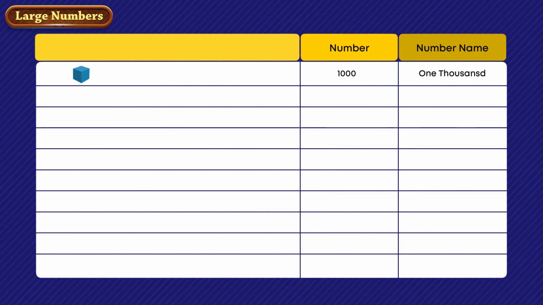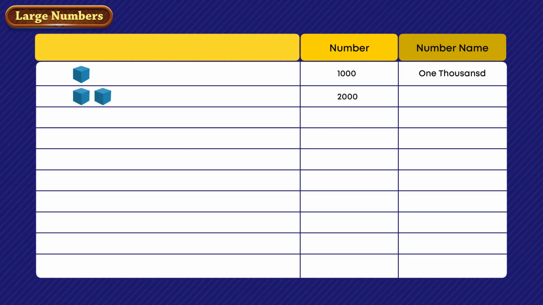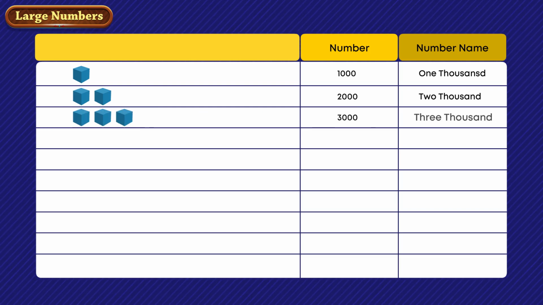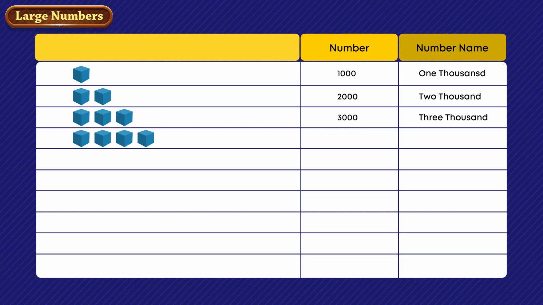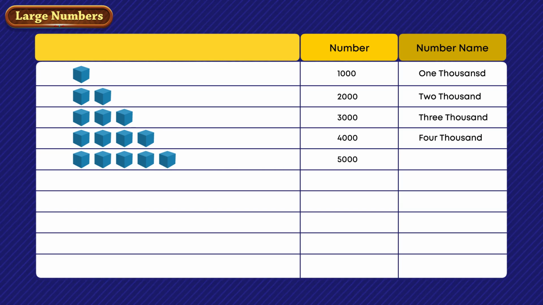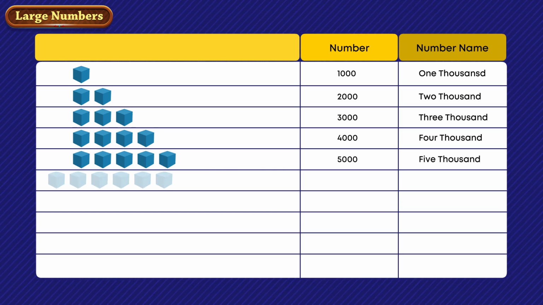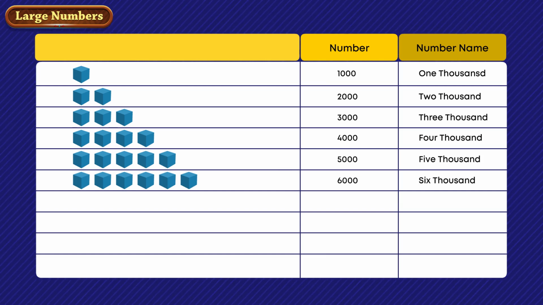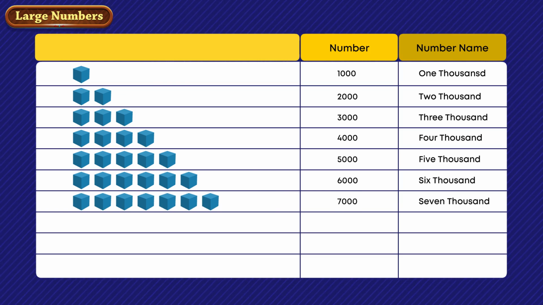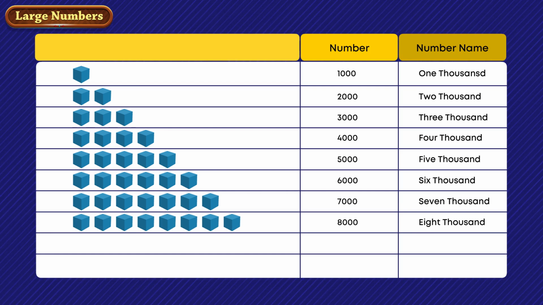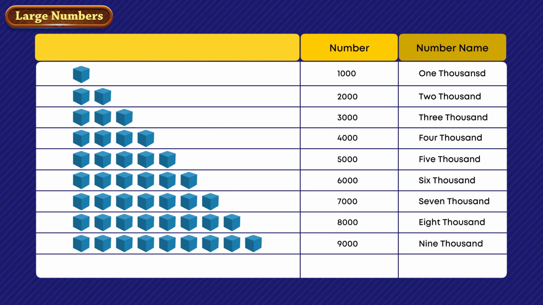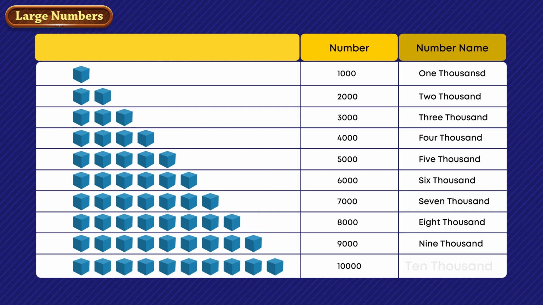1000, 2000, 3000, 4000, 5000, 6000, 7000, 8000, 9000, 10,000.